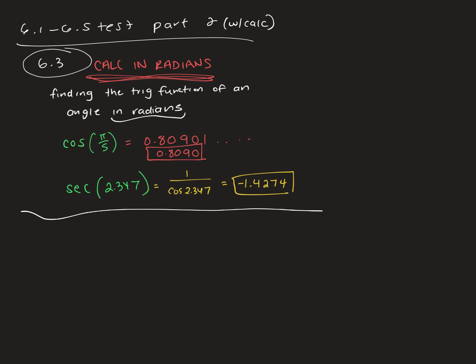The second type is when you're finding the angle given the trig function. It will say 0 to 2 pi, and this is where not only do we have to hit the right button, but we also have to figure out what quadrant it's in, because remember, most of these have 2 answers. Not all of them, but most of them have 2 answers.